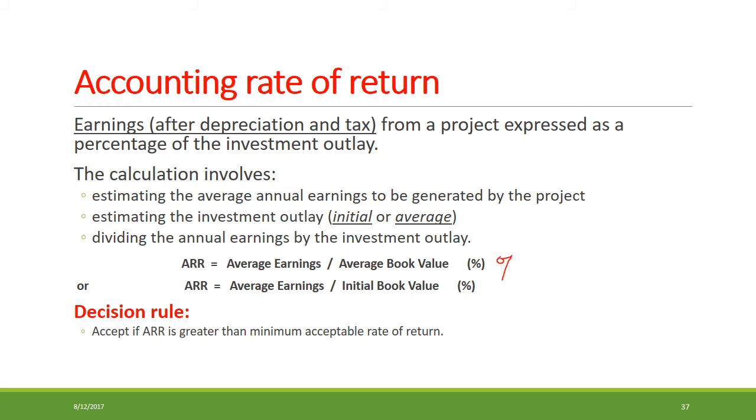So given that this is a measure of the rate of return of the project, our decision rule is if the rate of return is greater than the minimum acceptable rate of return or the cost of capital, then we accept the project. So the cost of capital here is the minimum rate of return that shareholders are willing to accept to invest in the project. If the ARR is greater than the cost of capital, the project is acceptable.